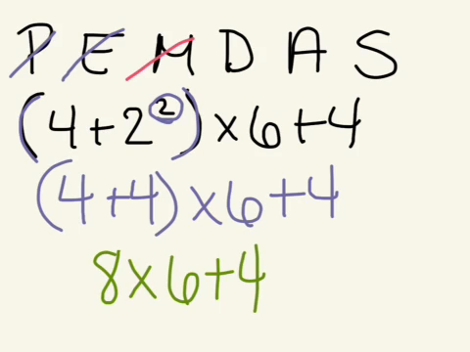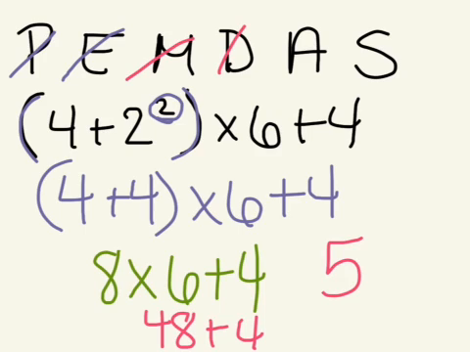now my multiplication. Now 8 times 6 is 48, so I'm going to rewrite 48 plus 4. So I did my multiplication. Now there's no division. I'm going to look for addition. 48 plus 4 should be 52. Now I'm going to go ahead and write this again.